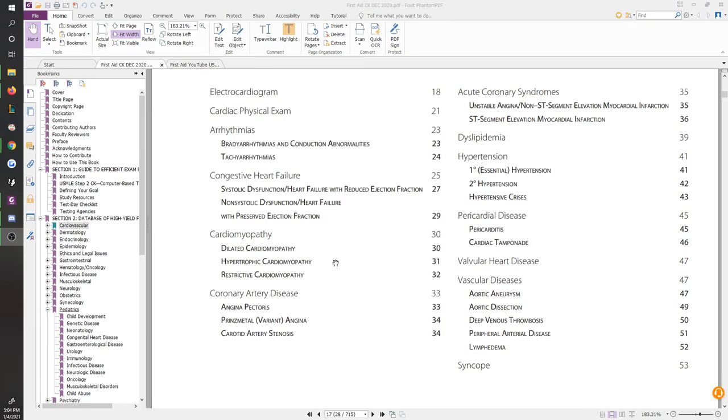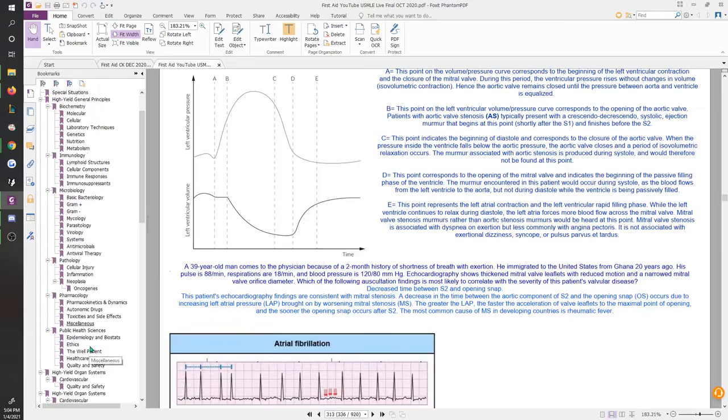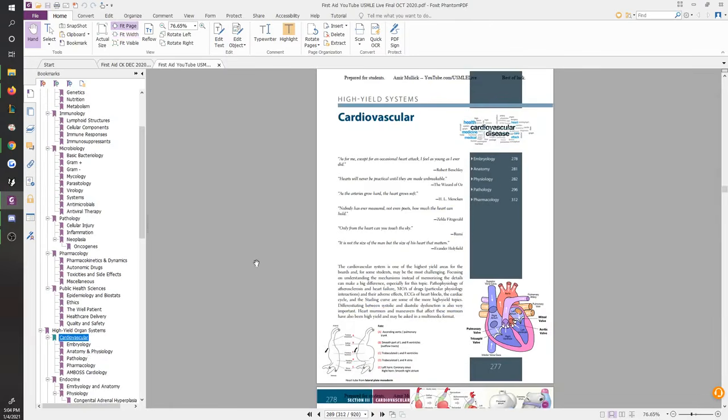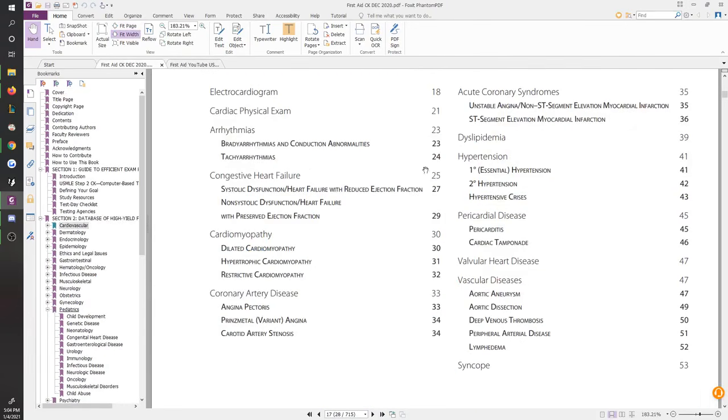So on quick glance of this versus, I also have here the first aid for step 1. So let's take a look at both of them, just for their contents together. They don't have the contents page for first aid for step 1, right? Like this. They don't have something like this on step 1.